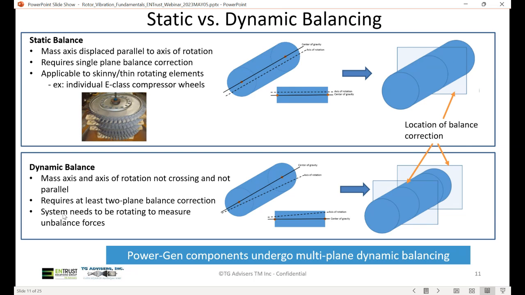In dynamic balance, the mass axis and axis of rotation are not crossing or not parallel. This requires at least two plane balance correction. In this, the system needs to be rotating to measure the unbalanced forces. So for a dynamic balance, the mass you're trying to balance needs to be rotating in order to determine how much balance weight correction you would apply.